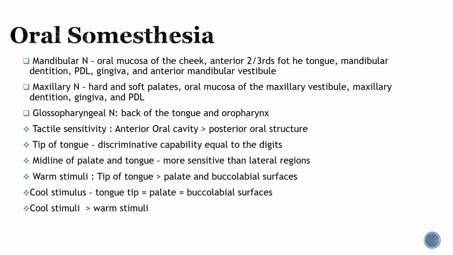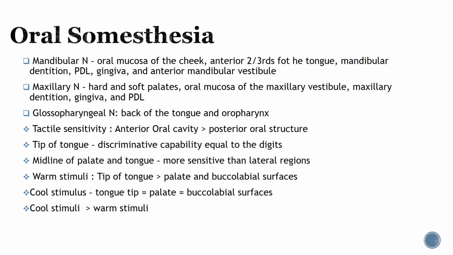Somatosensory innervation of the oral cavity is provided by your maxillary and mandibular branches of the trigeminal nerve and by the glossopharyngeal nerve. The mandibular nerve supplies the oral mucosa of the cheek, anterior two-thirds of the tongue, mandibular dentition, your periodontal ligament, gingiva, and anterior mandibular vestibule. The maxillary nerve innervates your hard and soft palates, the oral mucosa of the maxillary vestibule, and the maxillary dentition, gingiva, and your periodontal ligament. Your glossopharyngeal nerve innervates the back of the tongue and the oropharynx.